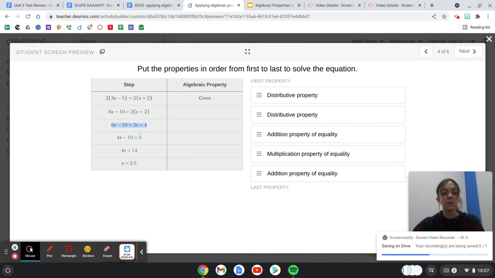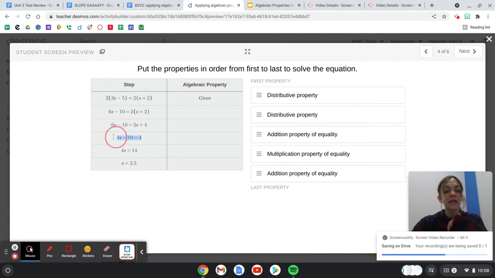I'm seeing what changed from here to here. And it kind of looks like two things changed, like both sides change. And if I'm looking, I no longer have an x, the 2x, over on the right side. And I went from a 6x to a 4x here. So that means I had to subtract 2x from both sides of the equal sign, which is the addition property of equality. If I add or subtract the same thing from both sides of the equal sign, it has to be the addition property of equality, which is already there.